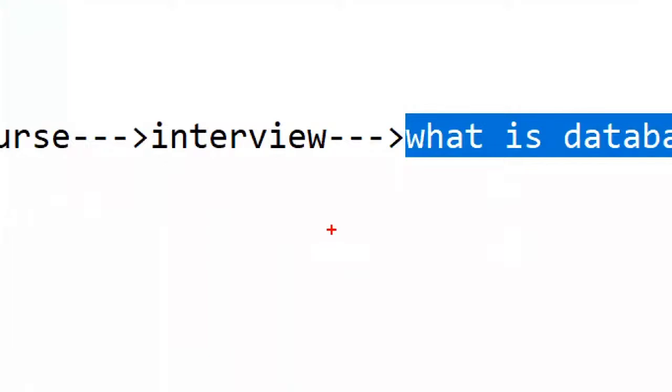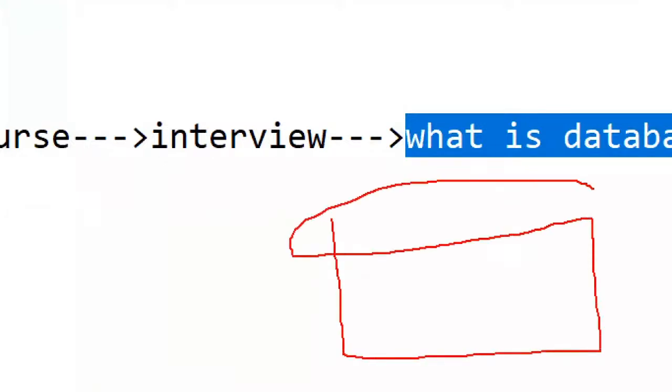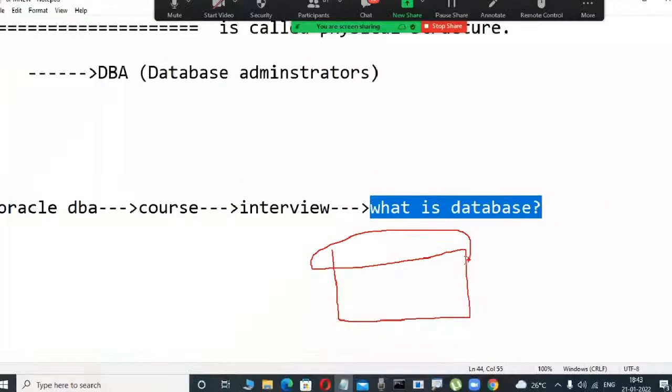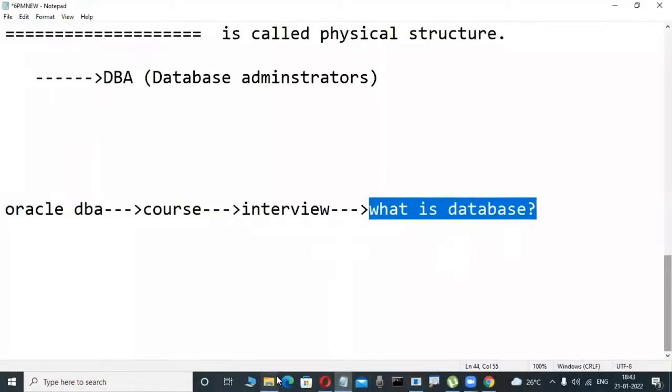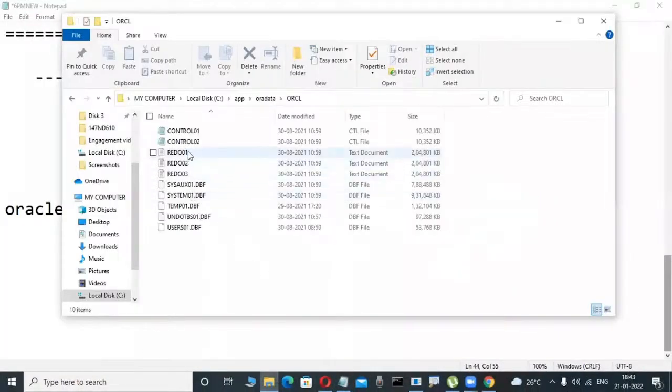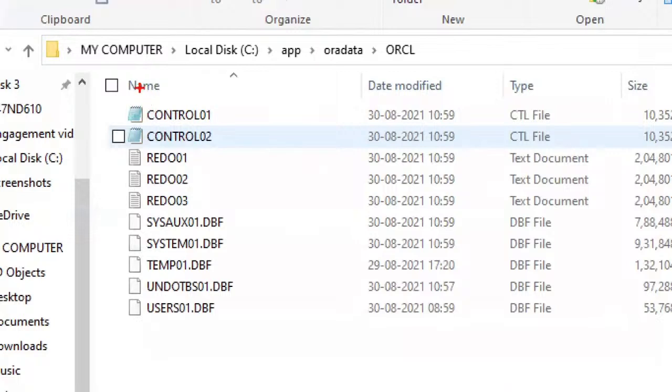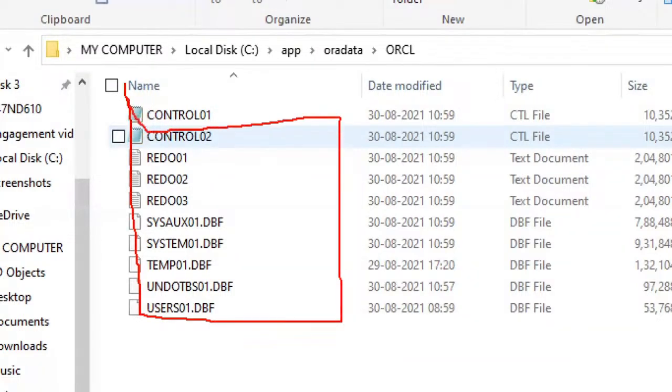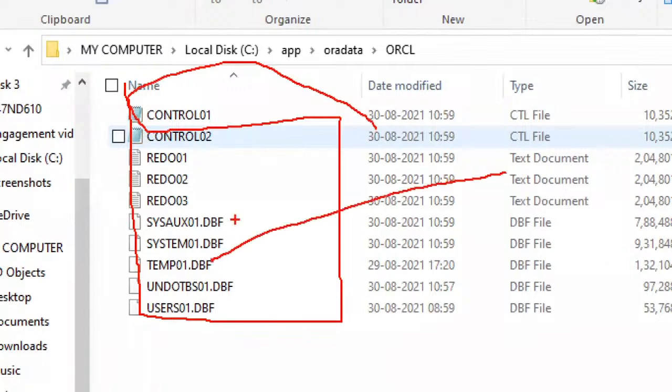Whenever I install the Oracle software, some physical files are automatically created on disk, and they are visible. Observe here: data files, control files, and redo log files are there. That's why, as a database administrator, I say a database is a collection of data files, control files, and redo log files, and that is the original. There is a physical side, in the C drive or D drive, where the data is really stored.